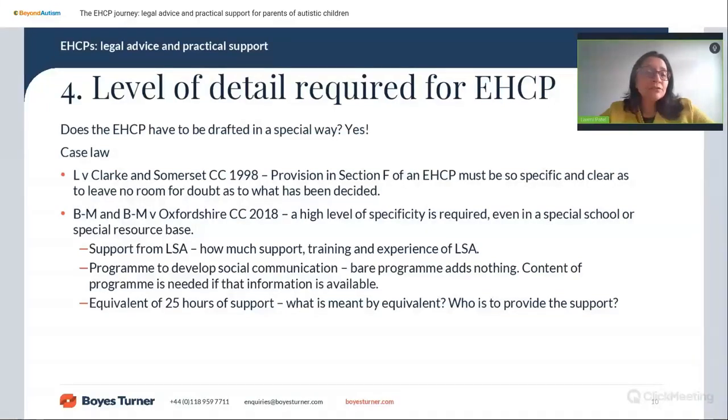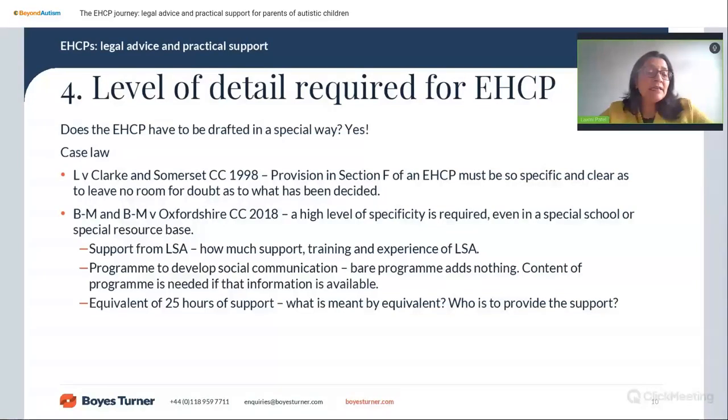For example, the Oxfordshire case said that even in a special school or a special resource base, there does have to be a high level of specificity. So, for example, if the EHCP says support from an LSA, then you need to put in place how much support is going to be provided by the LSA. For example, how many hours, during what lessons, and whether the LSA needs any specialist training and experience as well. If you've got that information, put it in. And if you don't have that information, it might be something that you ask the local authority to find out and put into the EHCP.